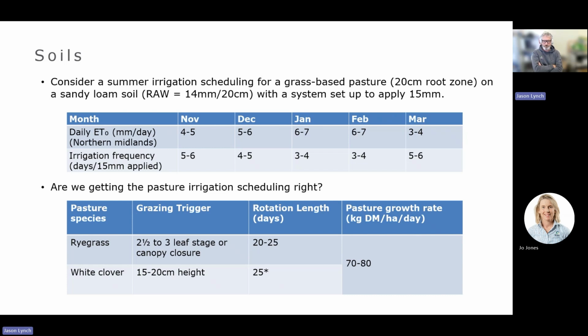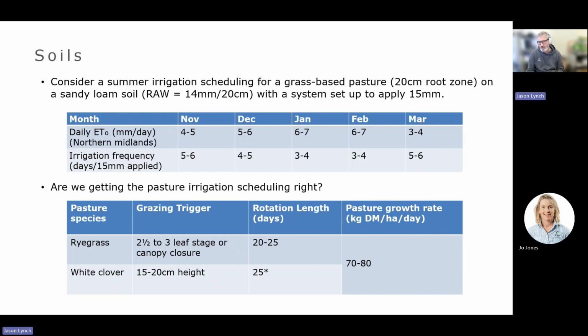Let's look at white clover. With white clover, the grazing trigger is 15 to 20 centimetres in height. It's not a problem to have it set stocked, no problems at all. Probably try not to get it longer than 15 to 20 centimetres. If it was regularly, we'd be able to up the stocking rate. About every 25 days, we should be able to graze our white clover or alternatively set stock it.